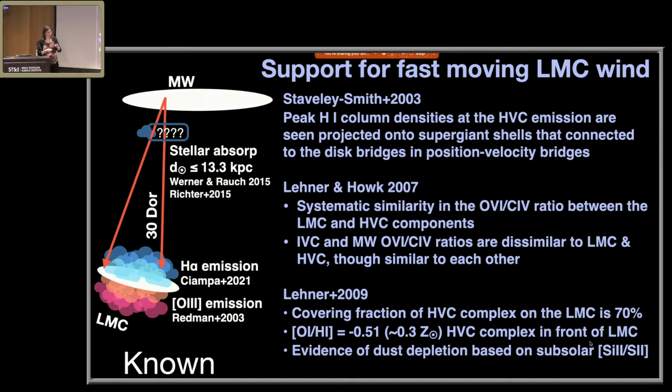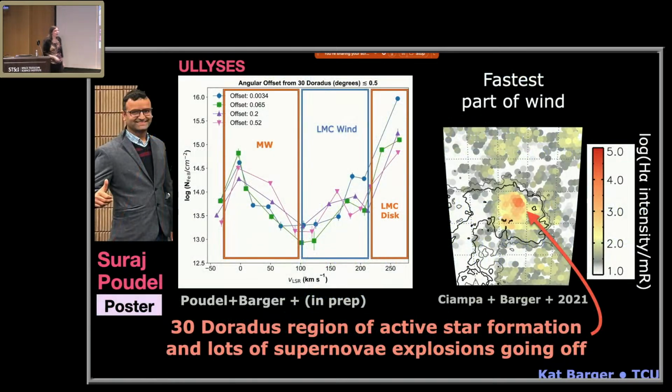Okay, so let's continue. The work that we're doing now with Ulysses is looking towards the 30 Doradus region. The reason is that it happens to be very active, and it's a very exciting region. We know that in that direction, there's definitely both slow and high velocity material outflowing. So we wanted to see how the direction towards 30 Doradus looks in comparison to going further away. There's a study that my postdoc Suraj Pudel is leading, who is presenting a poster here at this conference.